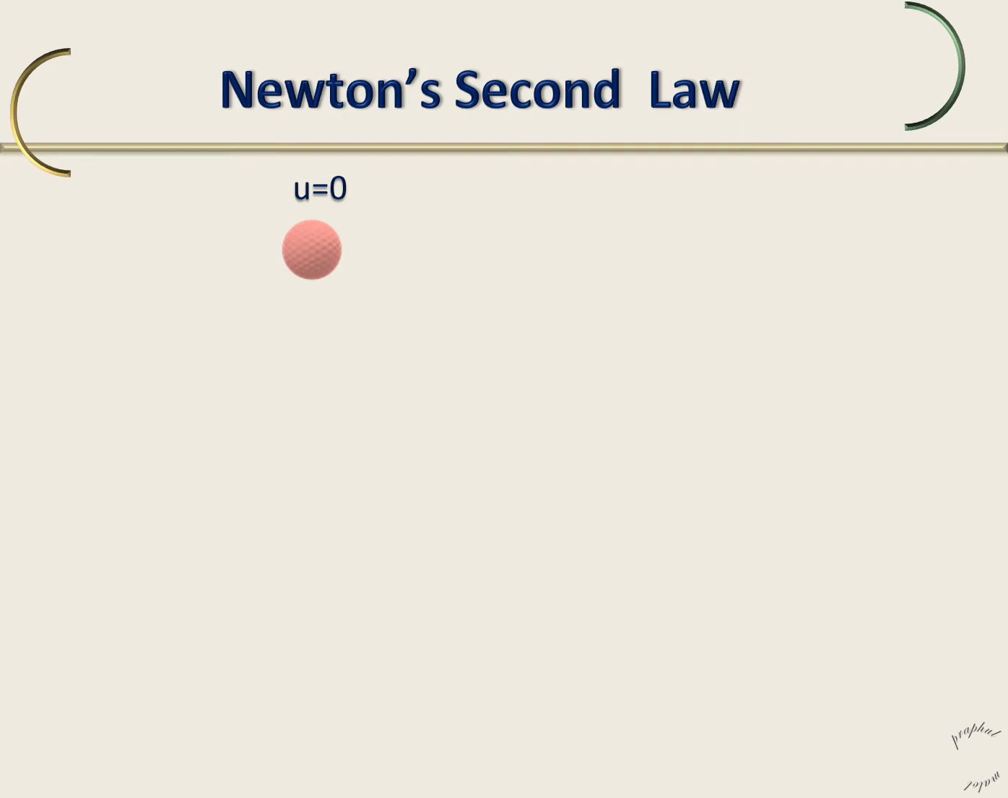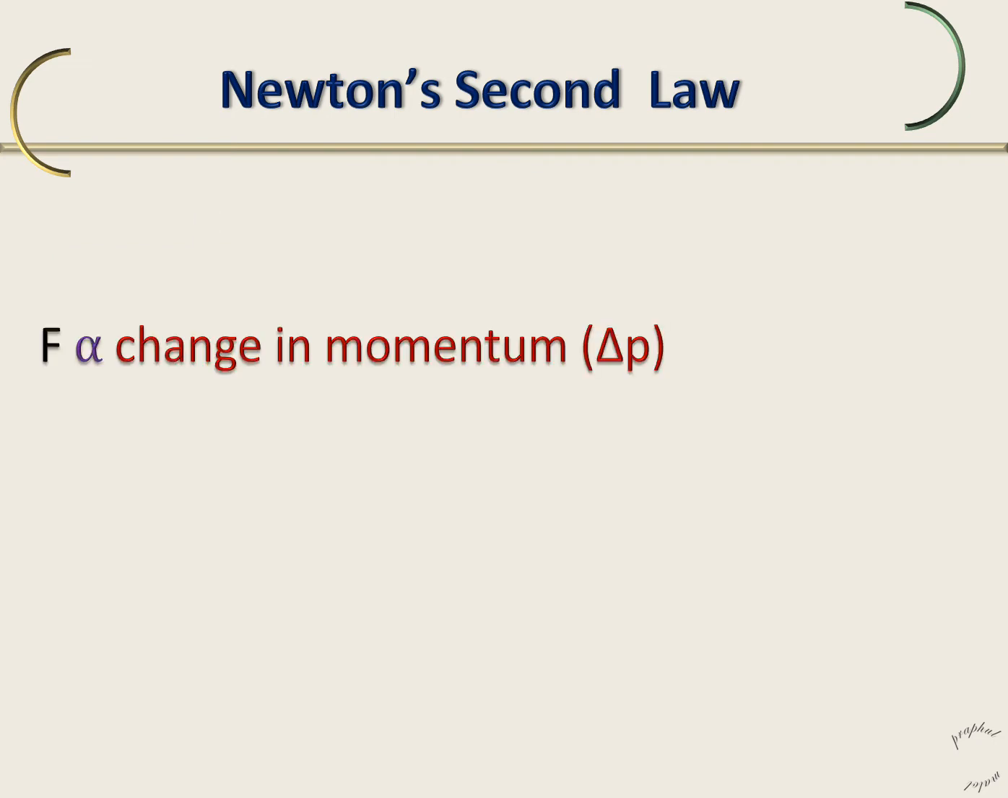Now I'm applying a bigger force. What you can observe is that the change in momentum is also greater. Before, the change was from 0 to 10, now the change is from 0 to 20. So Newton explained that force, or resultant force, is something that changes the momentum of a body. If you want to produce a bigger change, you need to apply a bigger force. So the resultant force acting on a body is directly proportional to the change in momentum.